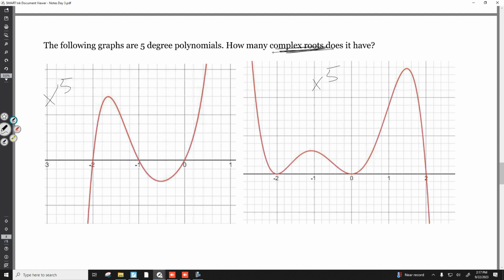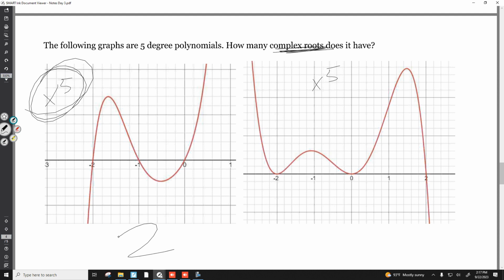What do you think? So, it's a 5th degree, which means we have to have 5 roots. What are the roots you can see? And their multiplicities. So you have 1, 2, 3 real roots you can see. This is an x to the 5th polynomial. It's got to have 5 roots. How many complex roots do you think that first one has? Nailed it.